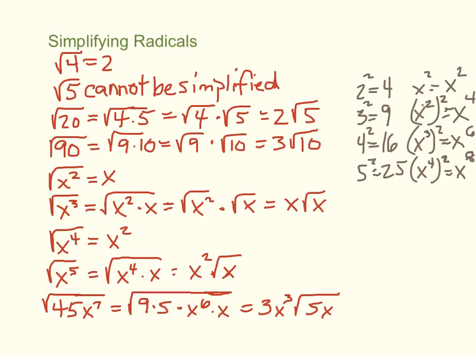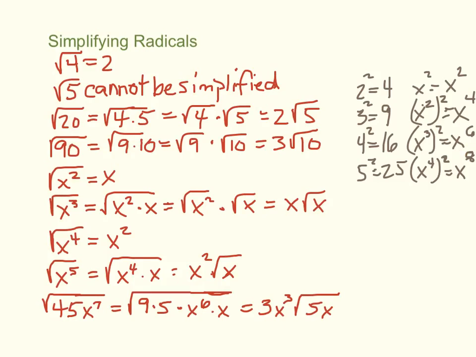So we combine it all together, numbers and the letters. Largest perfect square that divides evenly into 45 is 9, so that'll be 9 times 5. Largest perfect square that divides evenly into x to the 7th is x to the 6th. So that breaks down into x to the 6th times x. Square root of 9 is 3. Square root of x to the sixth is x cubed.